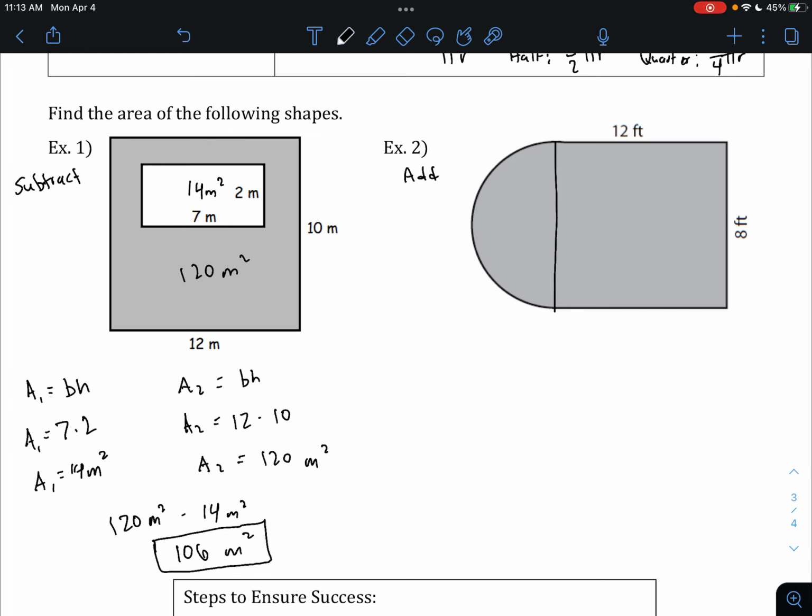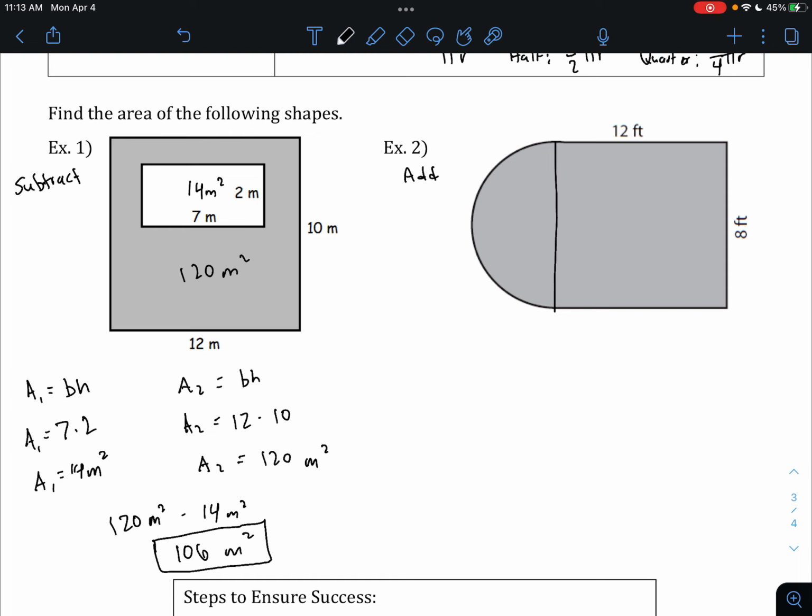We have 2 shapes. We took away one shape from the other shape, and we are left with a slightly smaller area. The second example, we're given 2 shapes that are combined together. And whenever we combine 2 or more shapes, we're going to add them together.